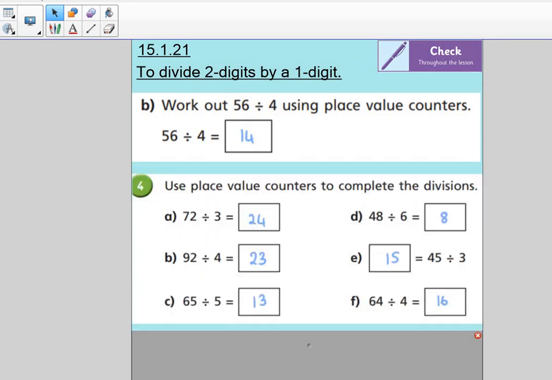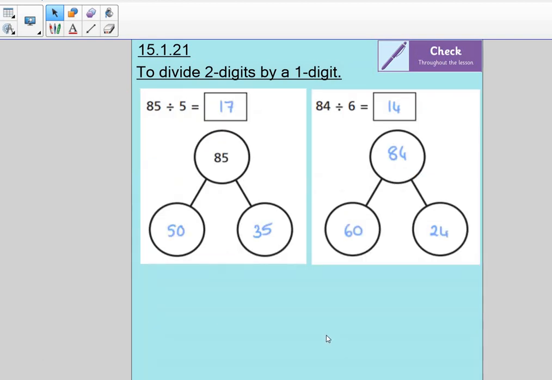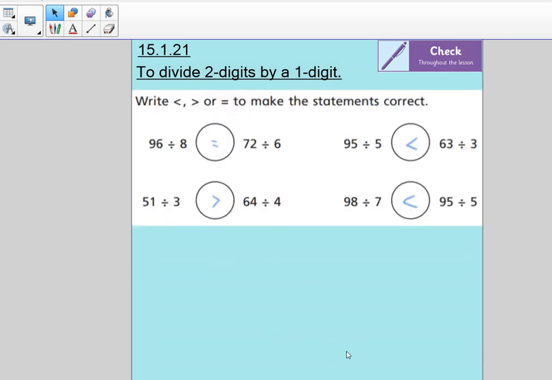Question 4, your answers are here. Check your work and then we'll move on to the next question. Well done, guys. Here are the answers using Amir's model. How did you do? Well done. Here are the answers to the final question. Great work today, guys. Well done.